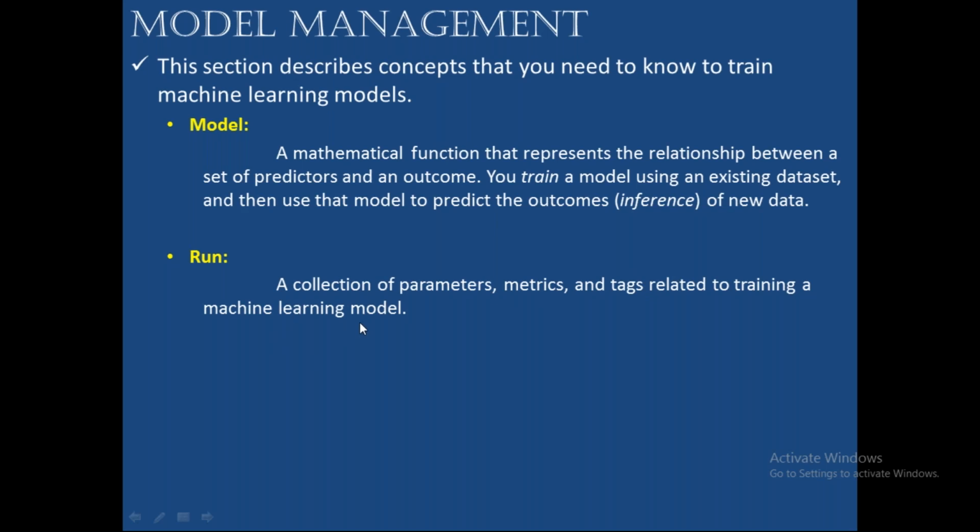So what you are going to do, you are going to pass different parameters, metrics, tags. If you pass them to run a model, it will try to increase the performance. Based on the inputs you are giving, you can try different values and see how the accuracy is increasing.